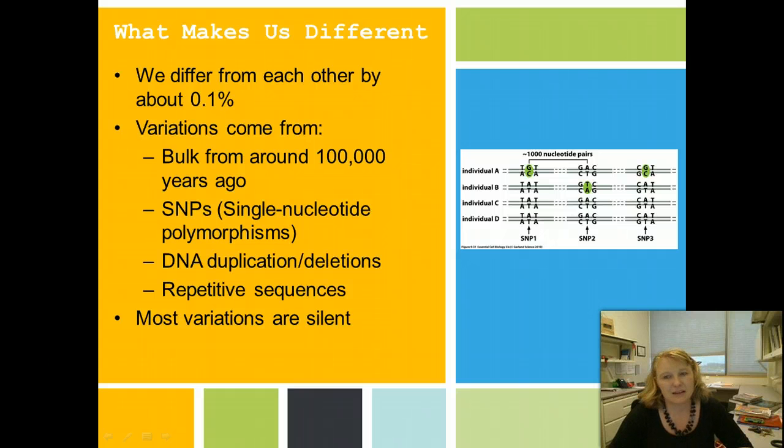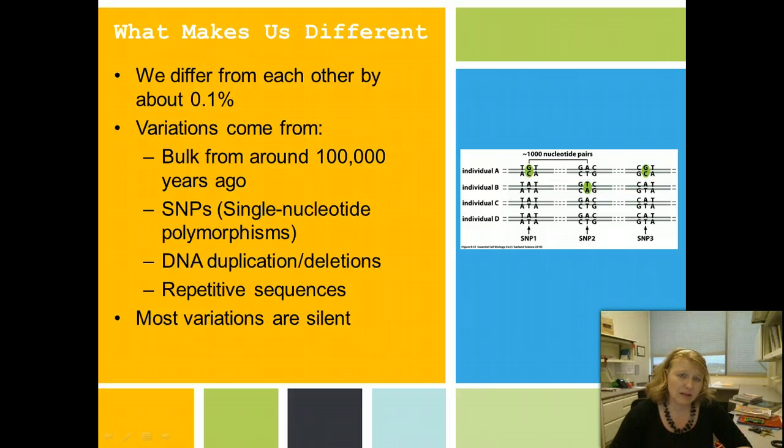Now most of these didn't cause a big problem, so it's really important that we know that. Remember, if these variations were purifying agents, that would mean they would be incompatible with life and wouldn't have been passed on. That's why most of these variations have to be silent, because in order for them to have passed on, they couldn't have been harmful changes. And these can be duplications, deletions, repetitive sequences. So it's not a huge amount of difference between us.